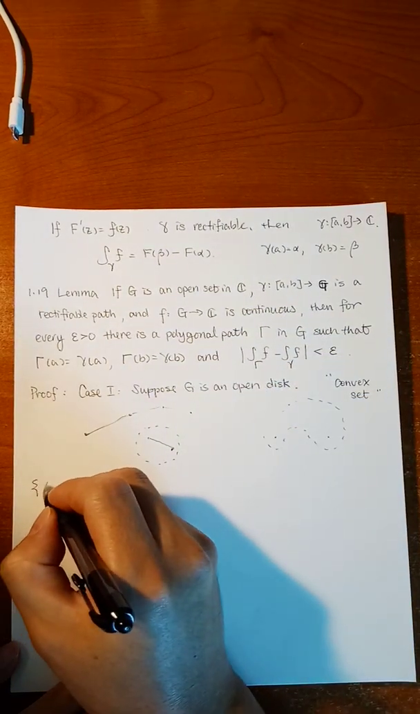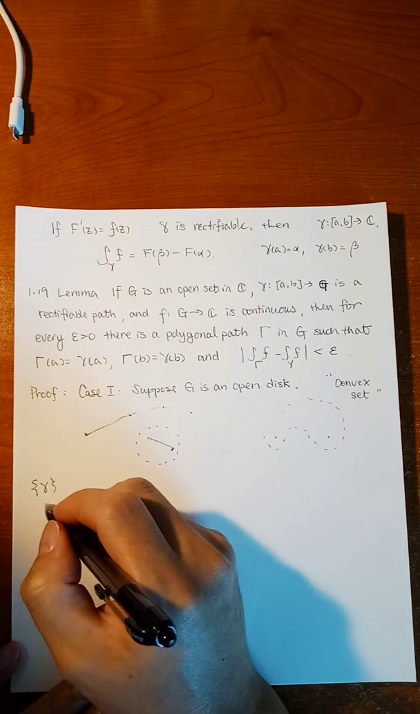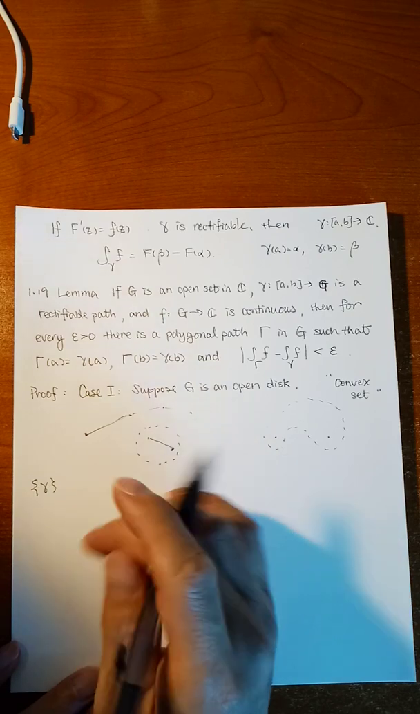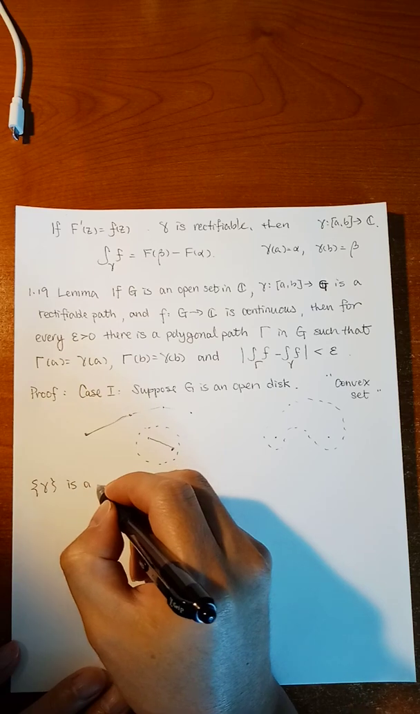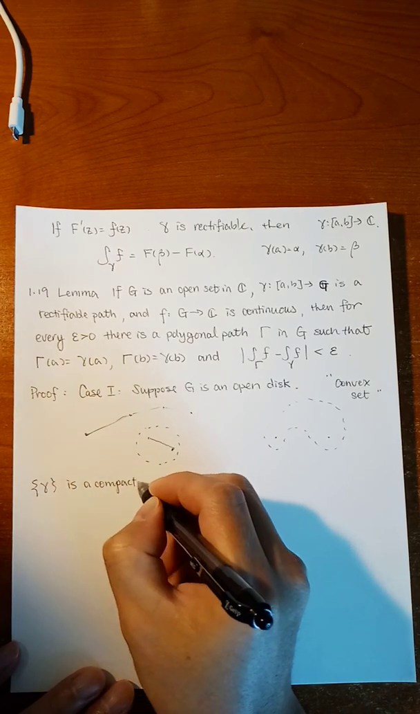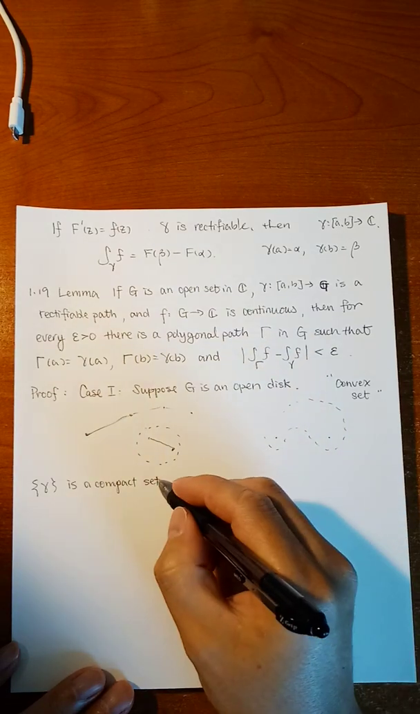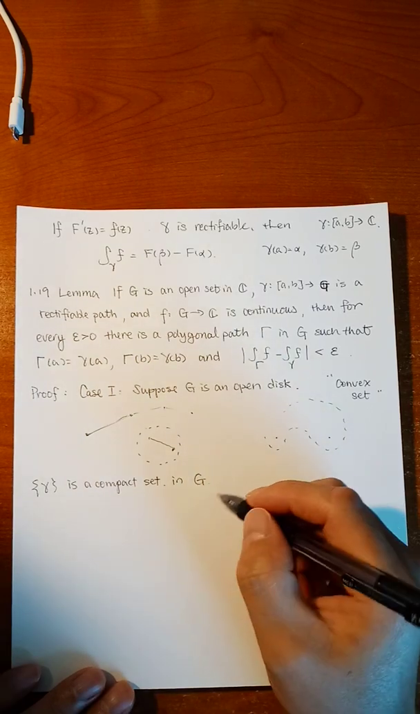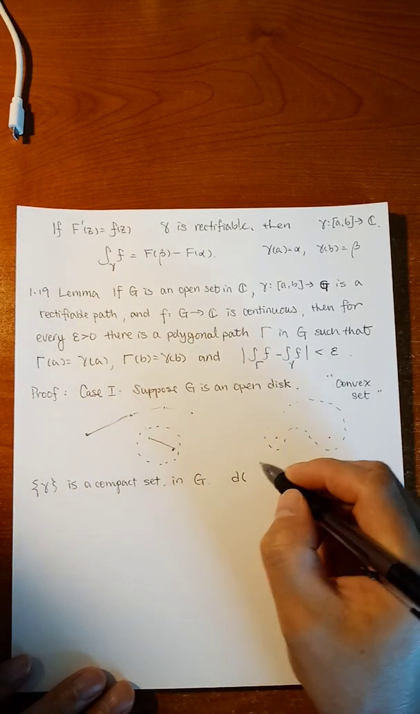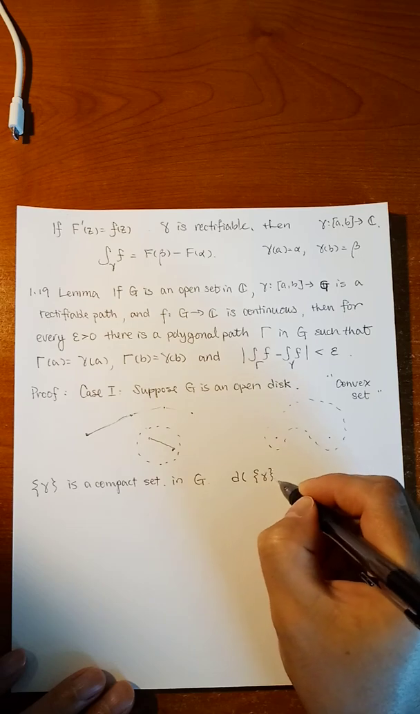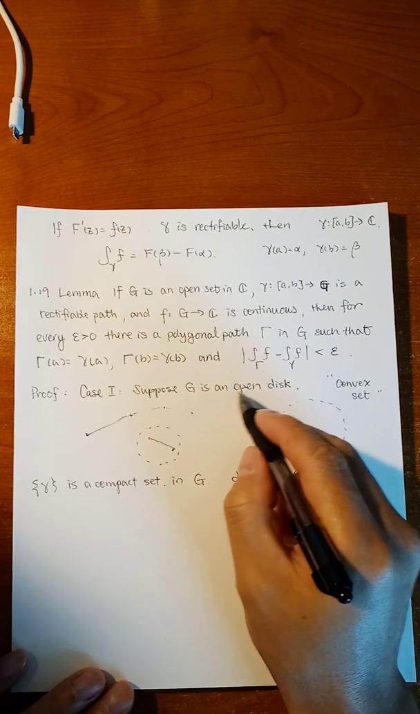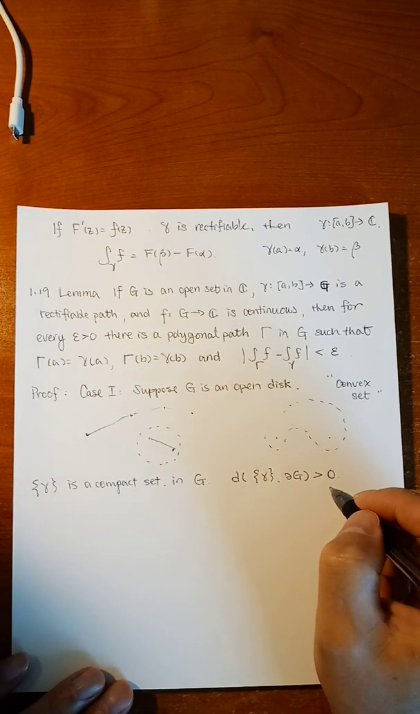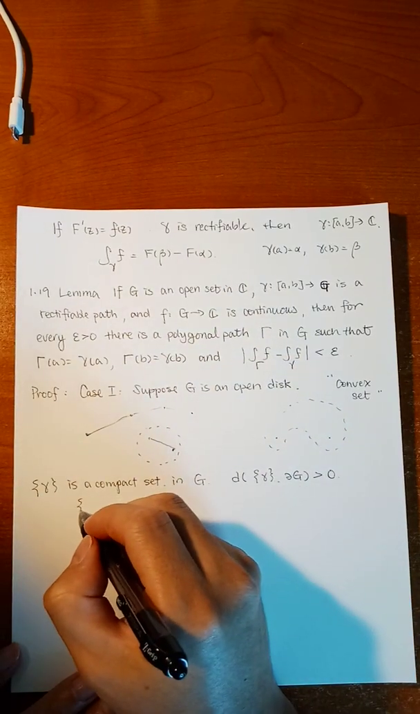So we get gamma. This is the trace. The trace is the image of gamma over the closed bounded set [A, B], right? The trace is a compact set, and the trace is totally inside G. So the distance between the trace and the boundary of G, now at this moment we assume G is an open disk, is going to be strictly greater than 0. First, the intersection is empty.